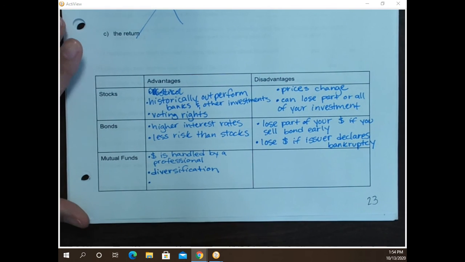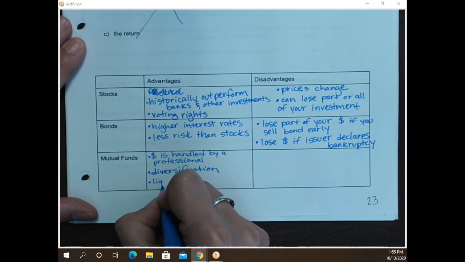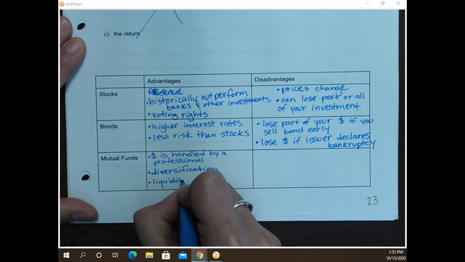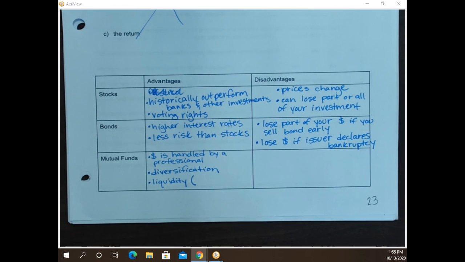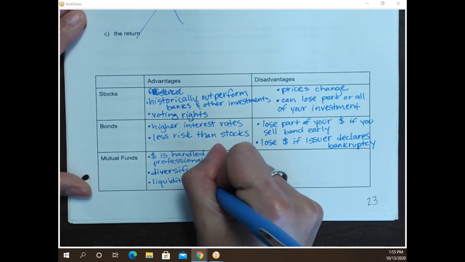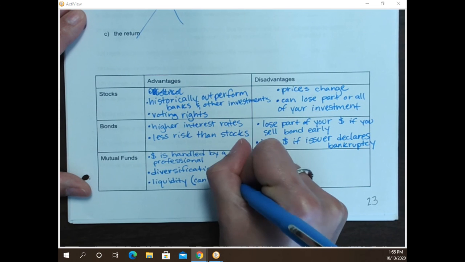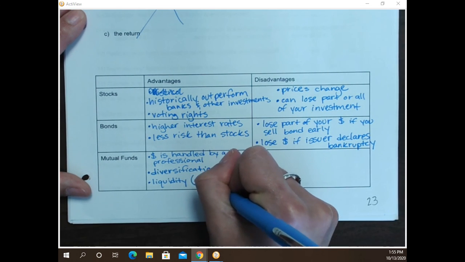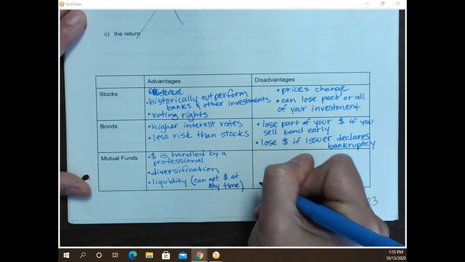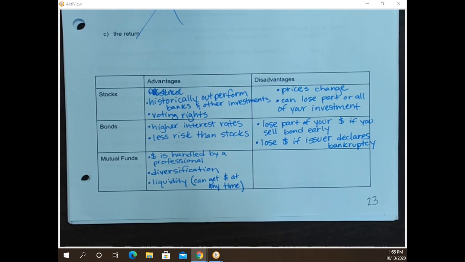And then the other thing that we see with mutual funds is this property called liquidity. That essentially means if you no longer want to invest in that mutual fund, you just say, I don't want to invest in this anymore, and you can get your money back out. Now, technically, you can also do this with stocks and bonds, but there could be a sort of a financial hit that you take if you sell a bond early or if you choose to sell a stock when maybe it's not doing so well if it's lower than when you bought it.